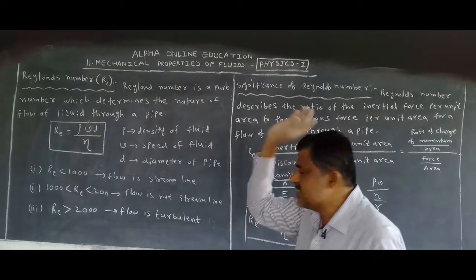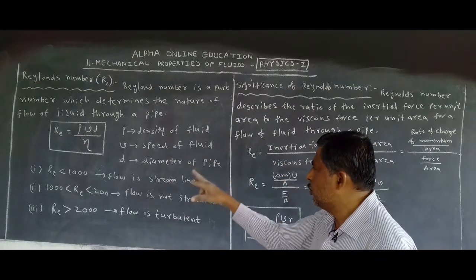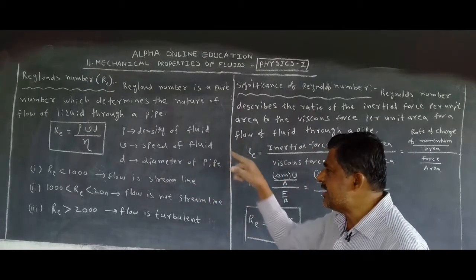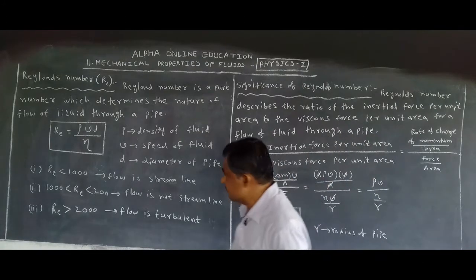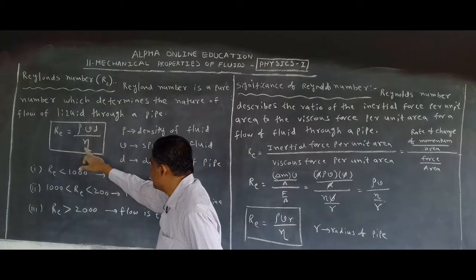Now what is the equation for the Reynolds number? Re is equal to rho V d by eta.